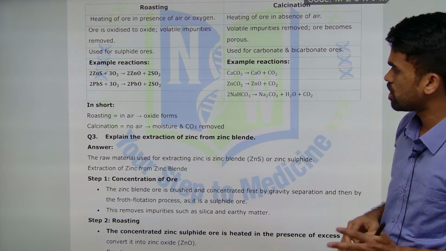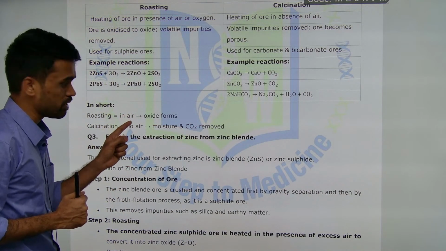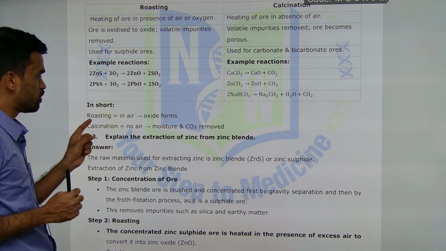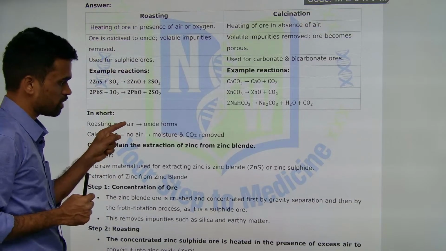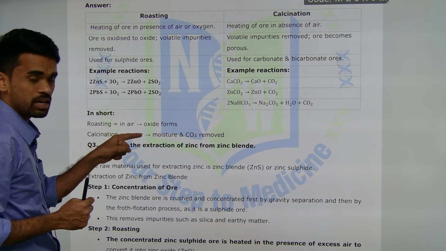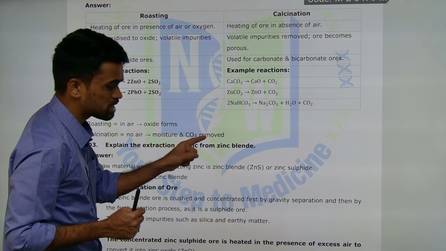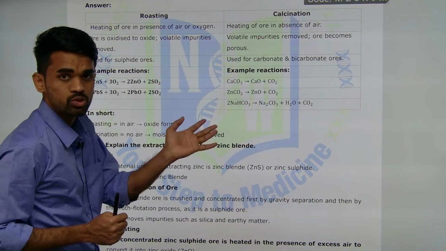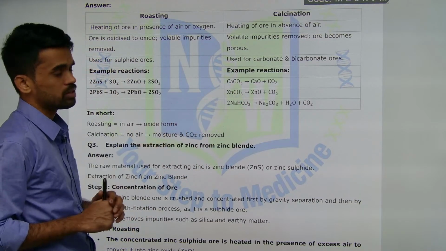Okay, so in short, just remember these two terms. Roasting is heating in presence of air, that forms oxides. The next, calcination, is in absence of air, so CO2 gas is removed out, and you will get the respective oxide forms of the metal.